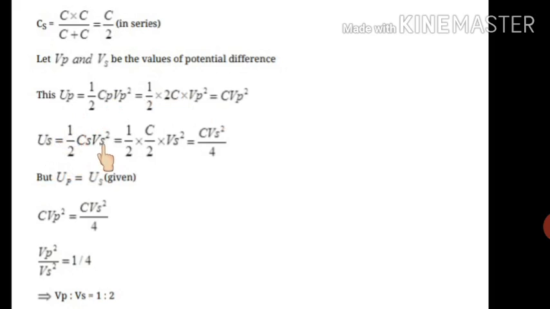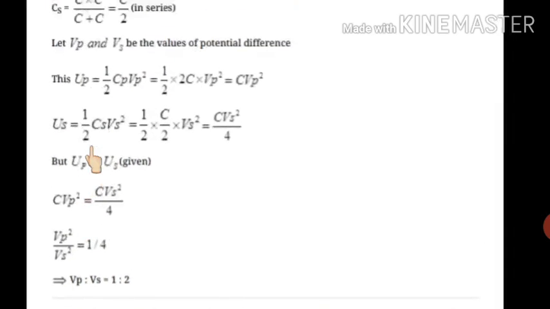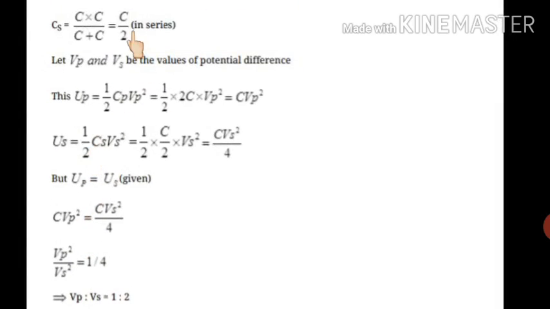Now we will calculate the energy for the series combination. The formula will be half CS VS square. The equivalent capacitance for the series combination we have just calculated: it is C upon 2. So in place of CS we write C upon 2, and it will be C VS square upon 4.